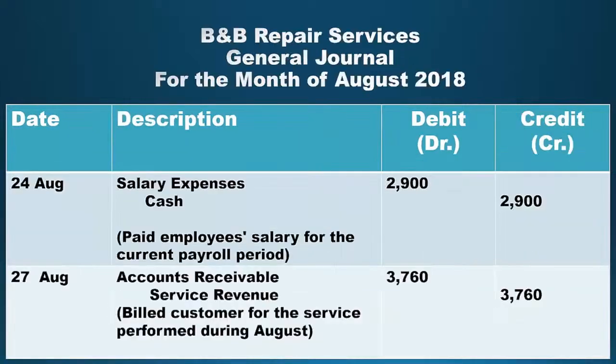August 24th, paying employee salaries. Step 1. Review the journal entry. On August 24, the company paid $2,900 in salaries to its employees for the current payroll period. The journal entry for this transaction was debit salaries expense $2,900, credit cash $2,900. This means we'll need to post to the salaries expense ledger and the cash ledger.